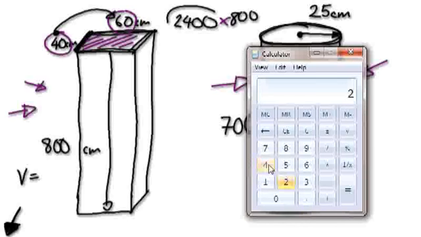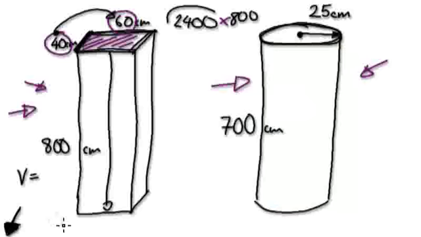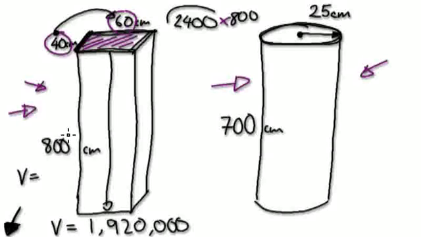So get 2,400 times 800. Yeah. So the volume of this will be whatever this is. Let's just write it down anyway. 1,000,000. So V here equals 1,920,000, and then this. Okay.